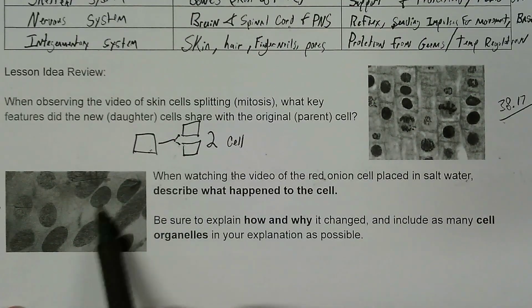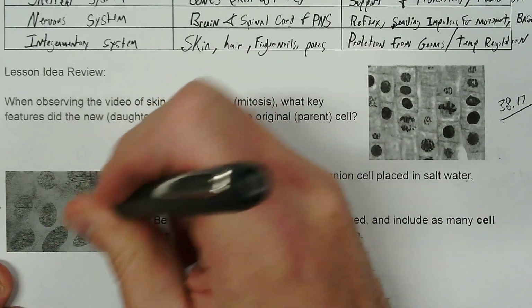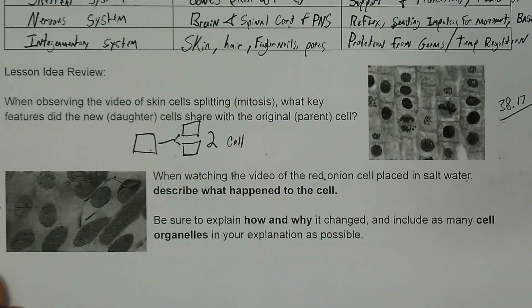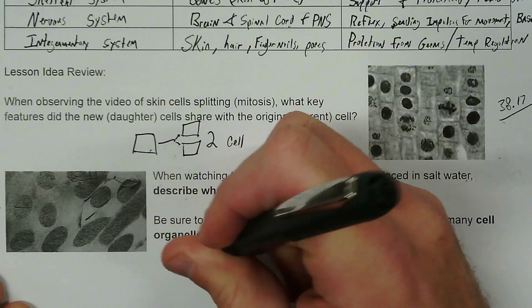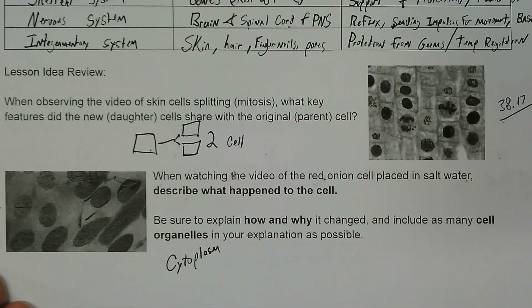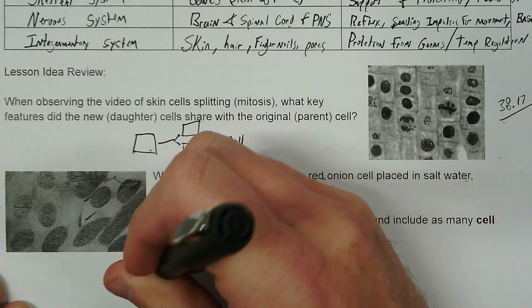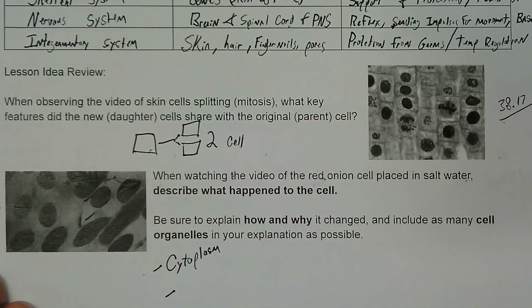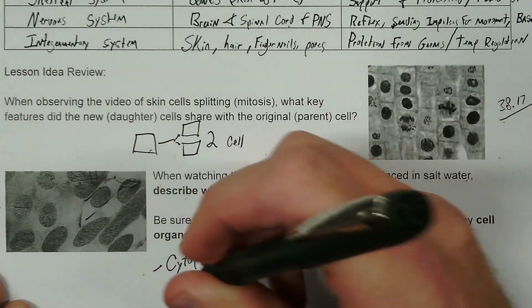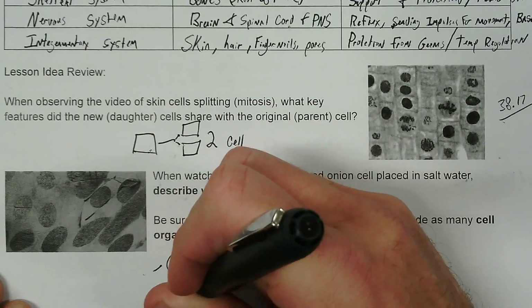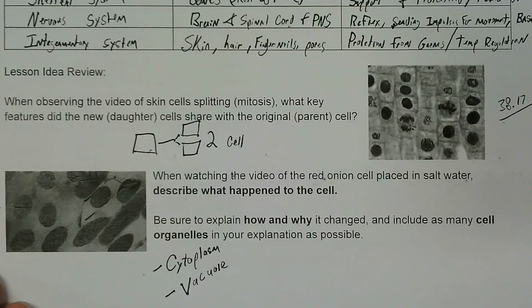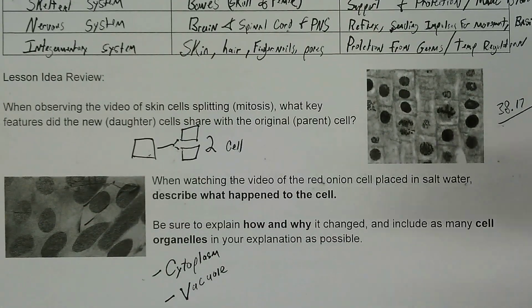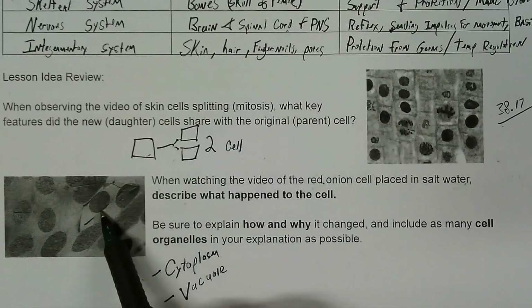What did we see shrinking? The cell wall did not shrink, right? The cell wall is still there. So we saw cytoplasm shrink. What else do you think shrank? Where's the water stored in a plant cell? Yeah, the vacuole shrank. The water came out of the cytoplasm and the vacuole, and they shrank down.